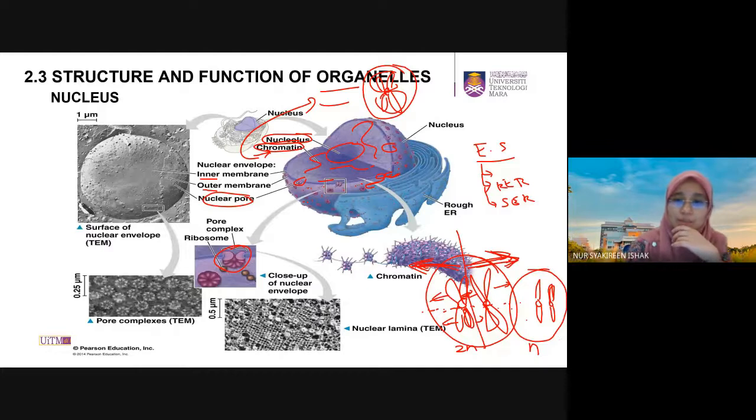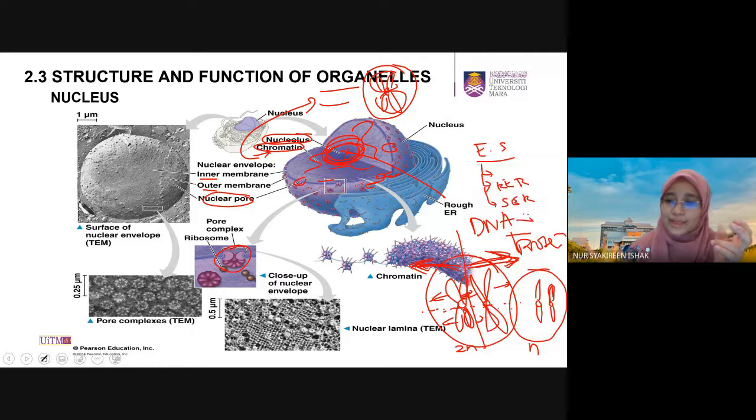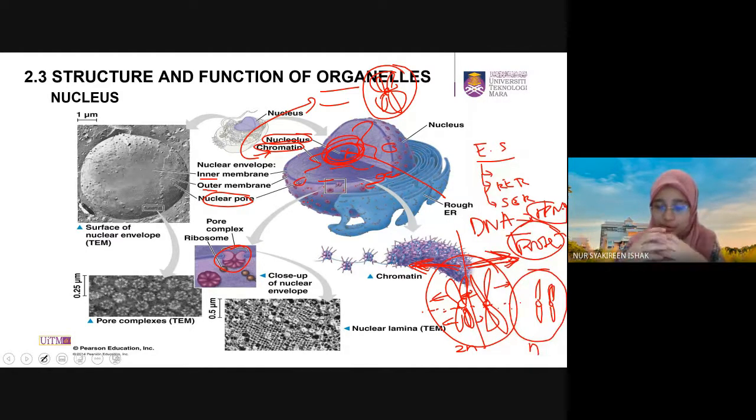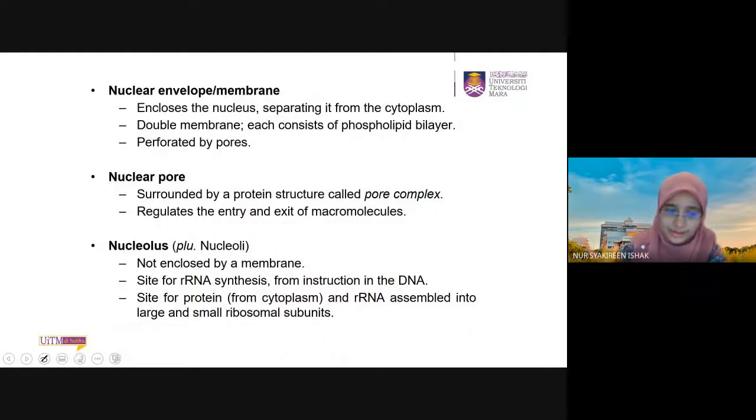As for the nucleolus, it is the region that is much denser. Why is it much denser? Because in this region you have the combination of DNA and also protein. From this DNA it produces rRNA. The combination of protein and rRNA produces the subunits of the ribosome. Ribosome consists of a large subunit and a small subunit. So these subunits are produced in the nucleolus. These are the detailed explanations.